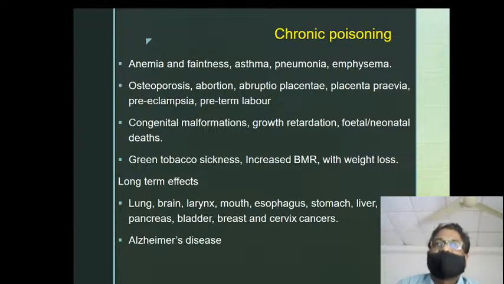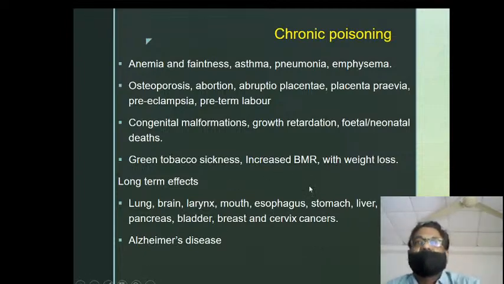Long-term use can also produce osteoporosis. In a pregnant woman, it can cause even abortions. Frequent abortions are very common, and it sometimes causes abruptio placenta, placenta previa, preeclampsia, and sometimes induces preterm labor. This sometimes results in congenital malformations and intrauterine growth retardation, and it can also cause fetal death, intrauterine fetal death. These are the dangerous effects observed in a woman who is habituated to smoking.